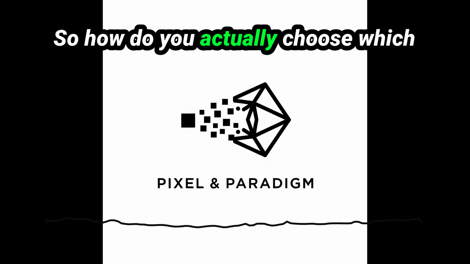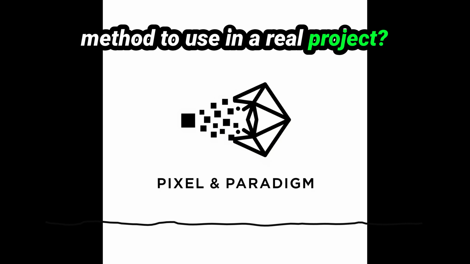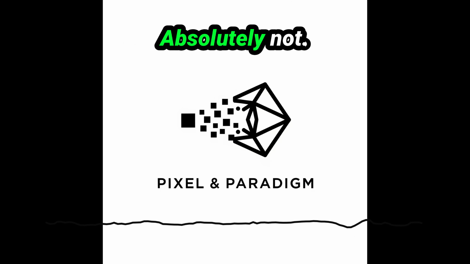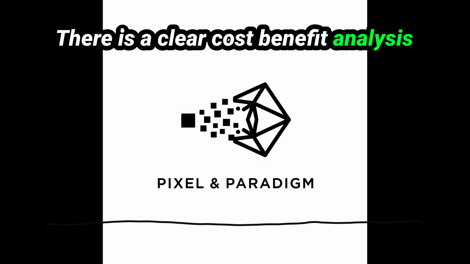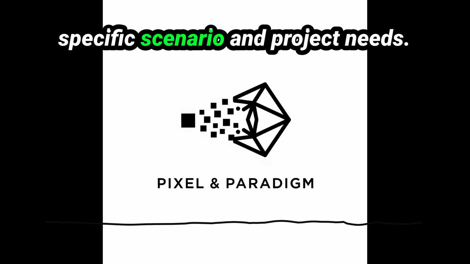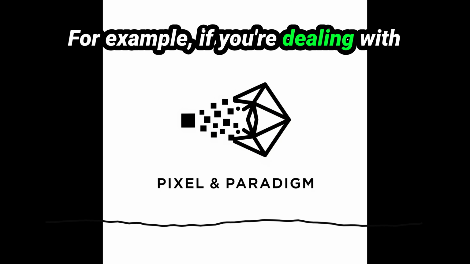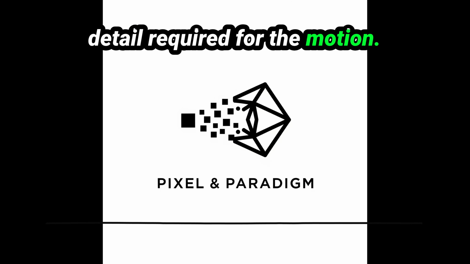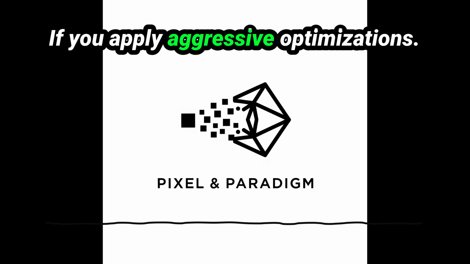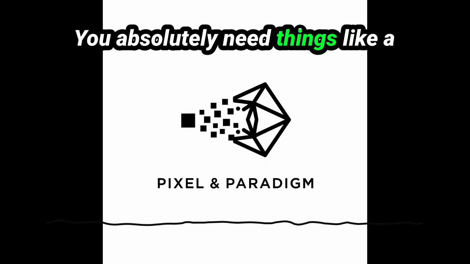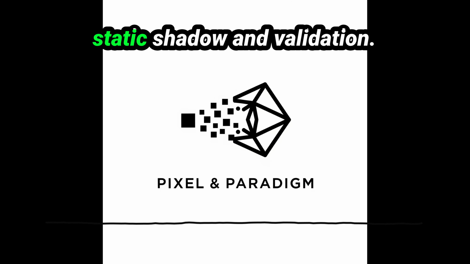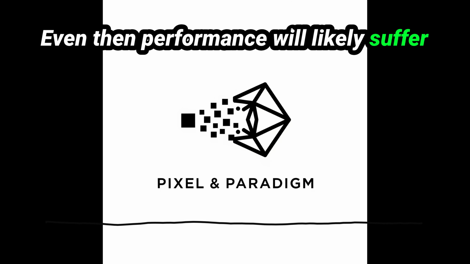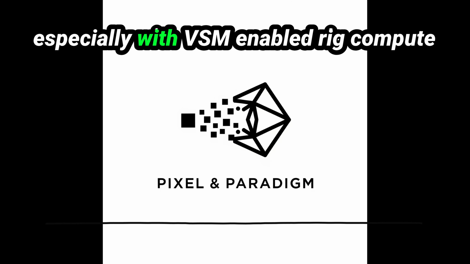So how do you actually choose which method to use in a real project? It sounds like there's definitely no single best answer that fits all situations. Absolutely not. There is a clear cost-benefit analysis you need to do depending on your specific scenario and project needs. For example, if you're dealing with dense forests, potentially millions of instances, maybe medium visual detail required for the motion, WPO is only really feasible if you apply aggressive optimizations. You absolutely need things like a WPO disable distance, setting static shadow invalidation, keeping the WPO logic extremely simple. Even then, performance will likely suffer significantly as density increases, especially with VSM enabled.